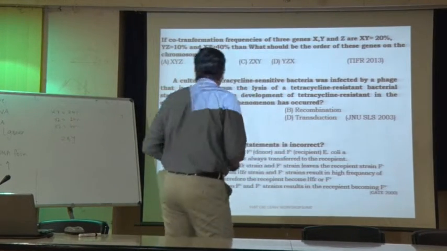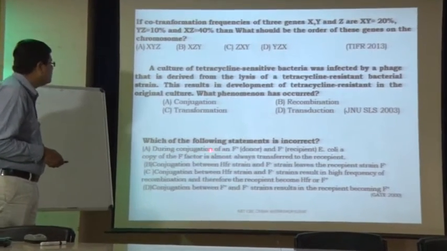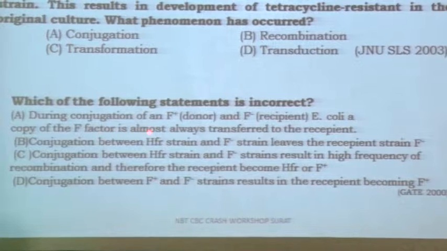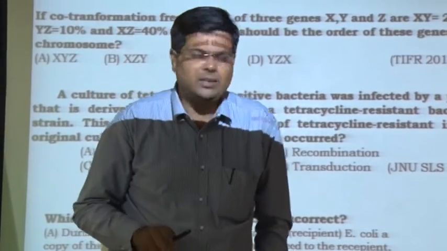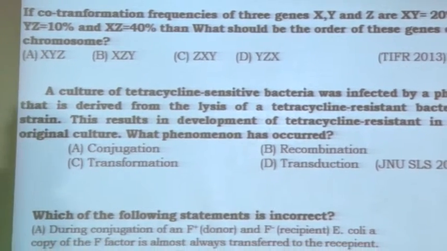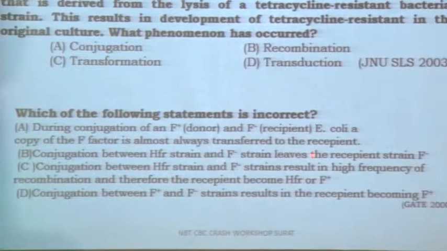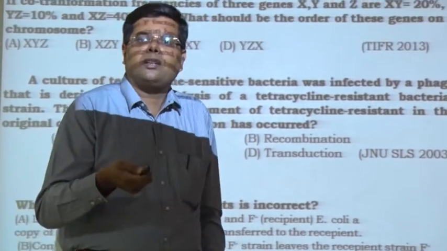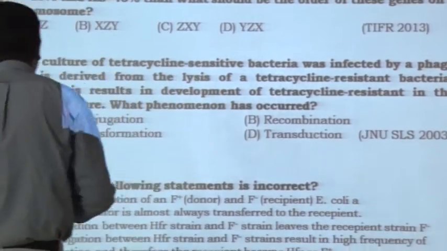Are you getting it? यहाँ पे क्या पूछा है? Which of the following statement is incorrect? That during the conjugation of F plus and F minus recipient E. coli, a copy of F factor is almost always transferred to the recipient. This is a correct statement because it does not involve the transfer of the chromosomal genes, right? The second is that conjugation between the HFR strain and F minus strain leaves the recipient strain F minus. This is also correct statement because before the 100 minutes the conjugation tube or the sex pilus is broken down. It cannot last for the 100 minutes. So this is also the correct statement.